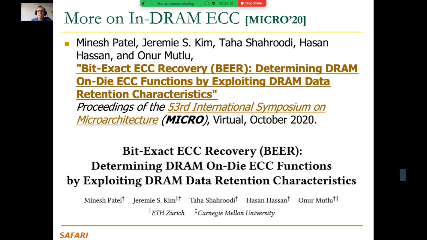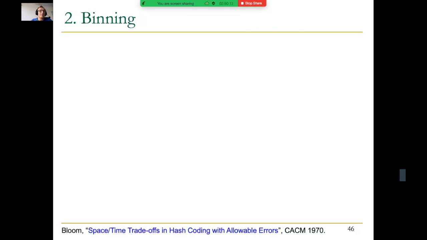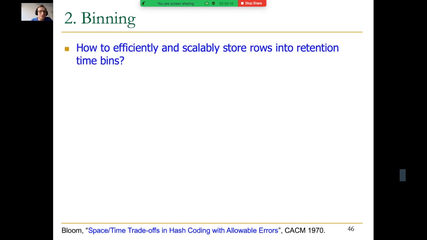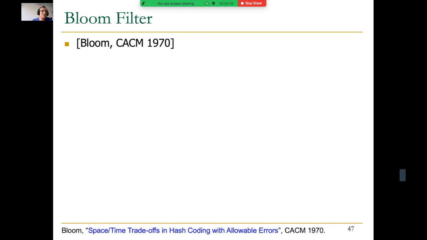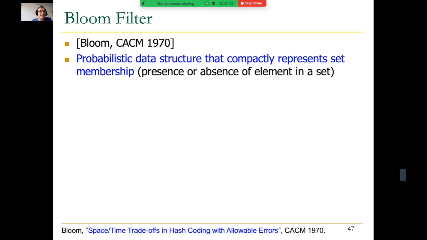Okay, so let me go into the binning. I'm going to talk about Bloom filters relatively quickly. Now we're assuming that you could do this profiling with lots of research. How do you efficiently and scalably store rows into retention time bins? And the idea is hardware Bloom filters here. So some of you mentioned that you know Bloom filters, some of you didn't. That's okay. I'm going to go over the high-level idea here.